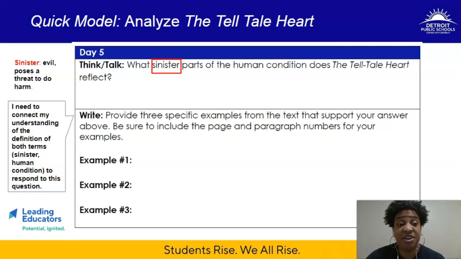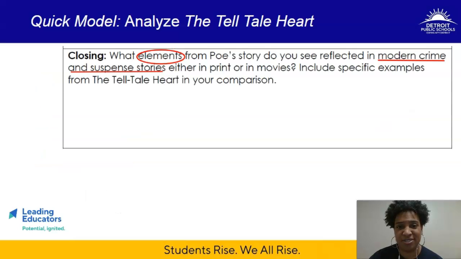And then in your write section, once you've formulated an answer, you're going to make sure that you provide 3 specific examples from the text that support that answer, and make sure that you include the page and paragraph numbers as well. So that's the think, talk, write. Now we're going to move on to the close. What elements from Poe's story do you see reflected in modern crime and suspense stories, either in print or in movies? Include specific examples from the Telltale Heart in your comparison.